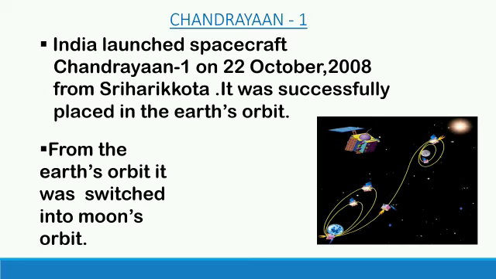Children, do you know what is Chandrayaan? India launched a spacecraft called Chandrayaan 1 on 22nd October 2008 from Sriharikota. It was successfully placed in the Earth's orbit. Look at the picture, you can see the different stages, how it is moving. From the Earth's orbit, it was switched into the Moon's orbit.